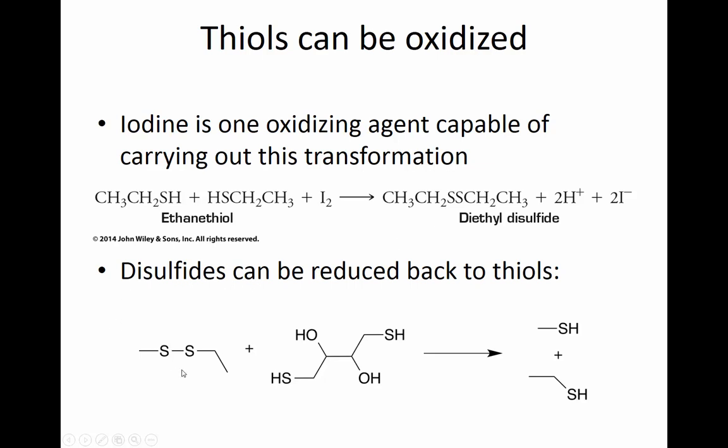So disulfides can then be reduced back into thiols, and this can be done with certain reducing agents. This is done in cells with dedicated reducing agent type proteins and cofactors, but it can happen with this interesting molecule right here to form, again, the different thiols from this disulfide.